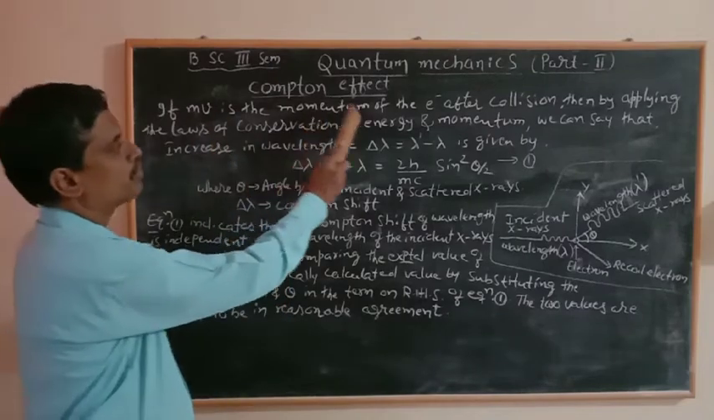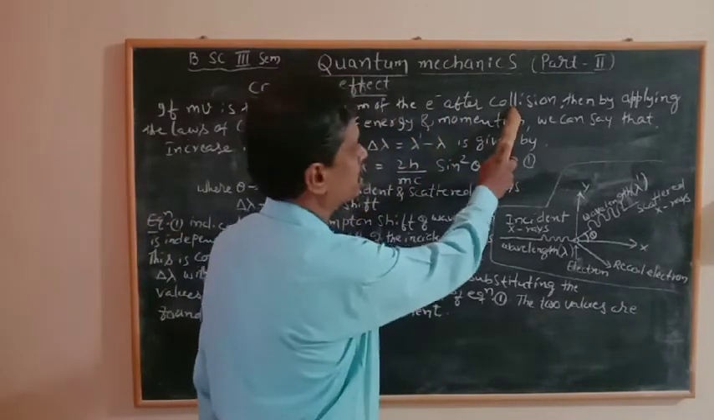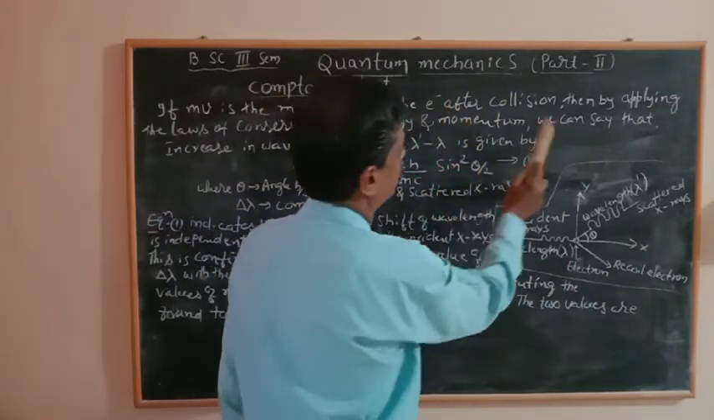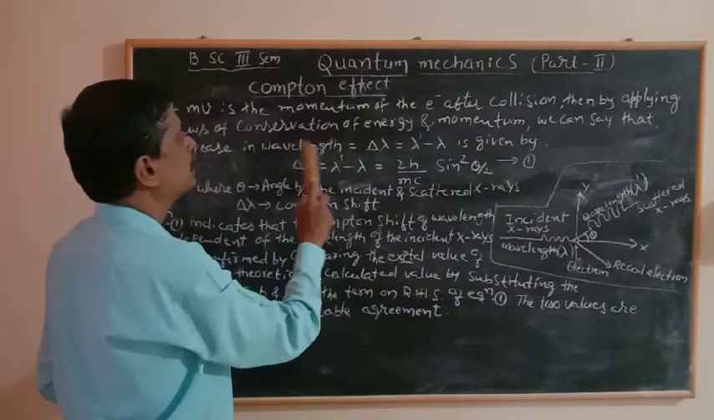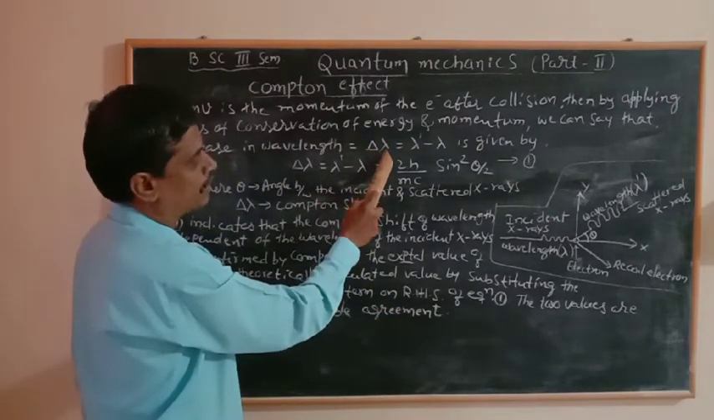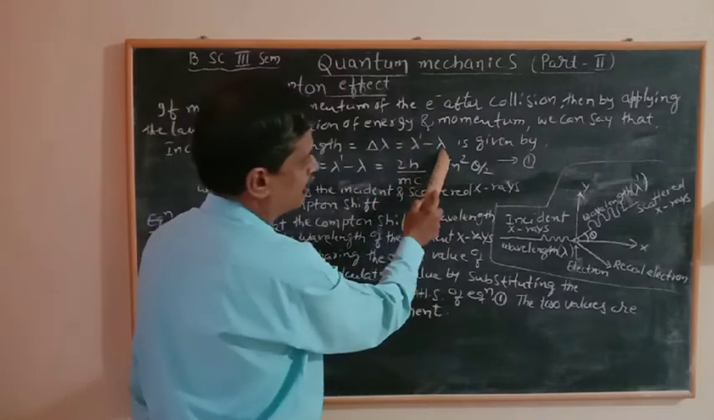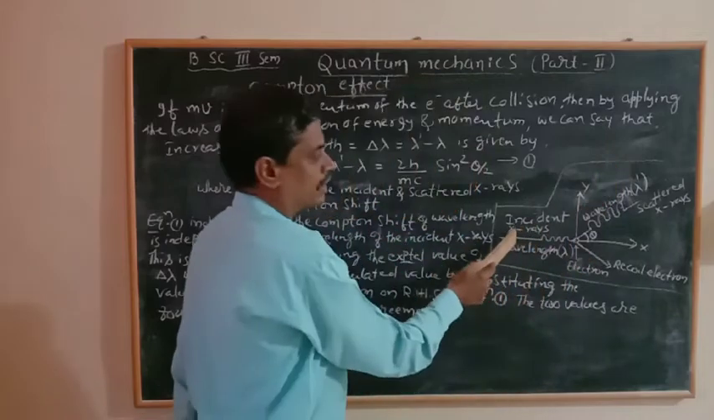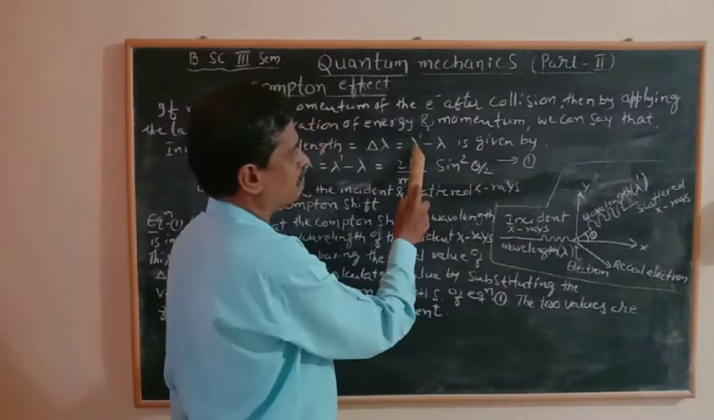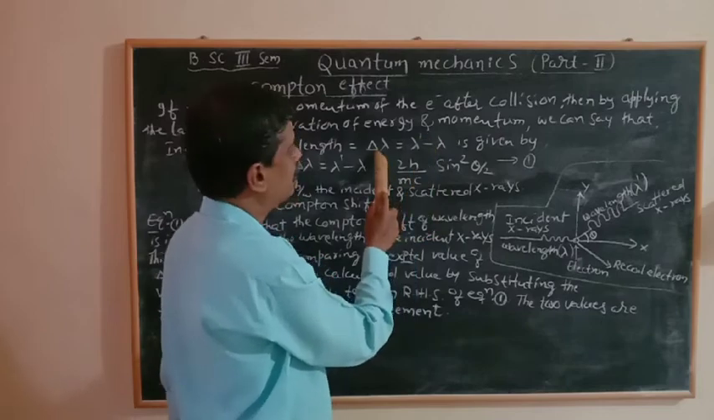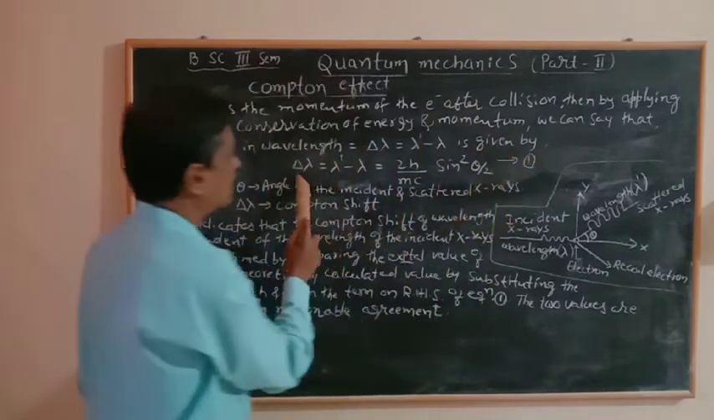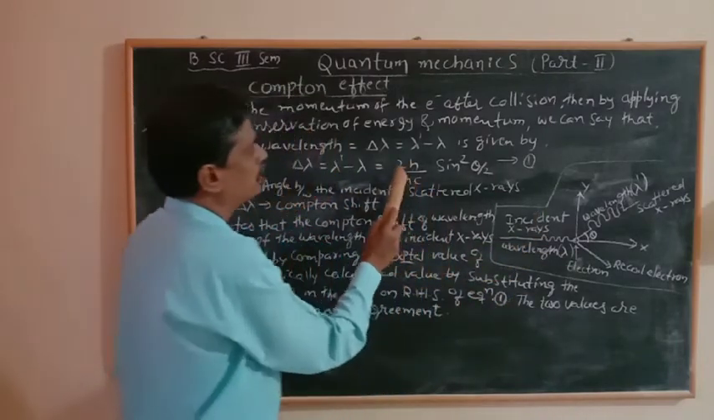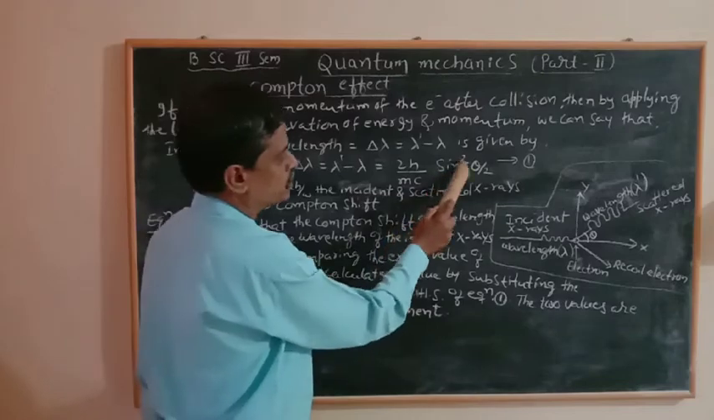If mv is the momentum of the electron after collision, then by applying the laws of conservation of energy and momentum, we can say that the increase in wavelength, delta lambda, is equal to lambda dash minus lambda, because the scattered X-rays have more wavelength than the incident rays. According to some calculations, delta lambda is equal to lambda dash minus lambda is equal to 2h divided by mc into sin square theta by 2.